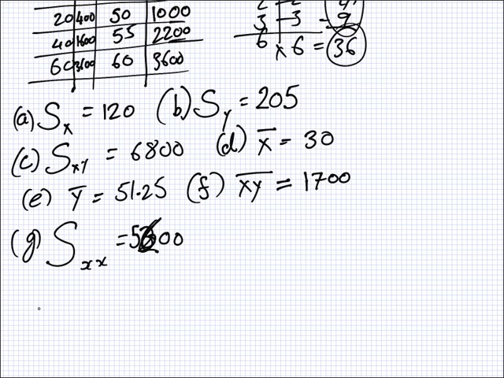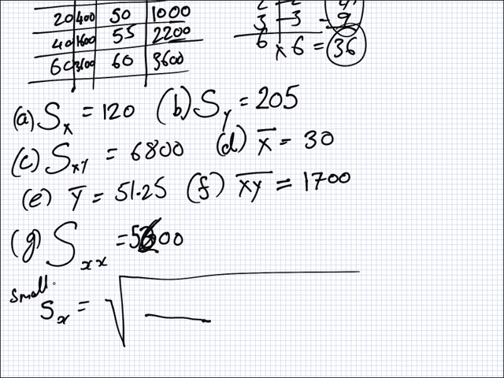Okay. Right, now let's get our small sx. So, according to the formula book, you should still have open, it's square root, and then what's the first one here? Sum xx, was it? Yeah. This is capital S or small s? Small. Oh yeah. Yeah. No, guys.